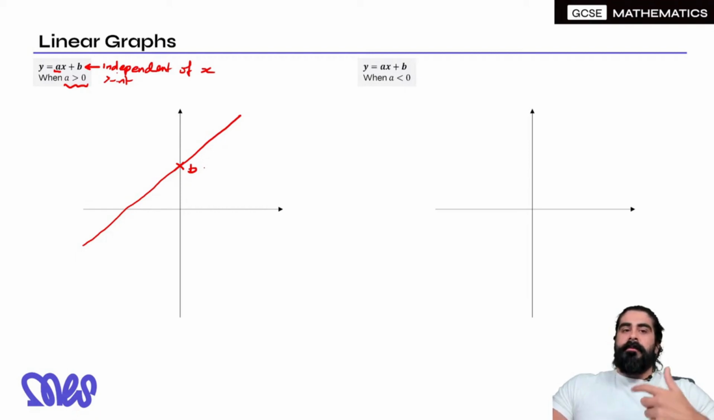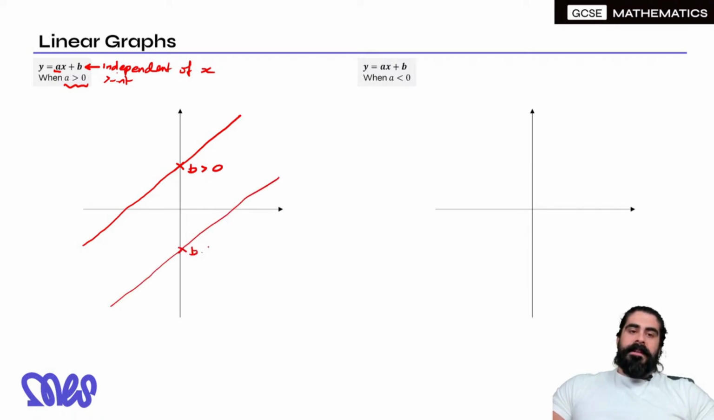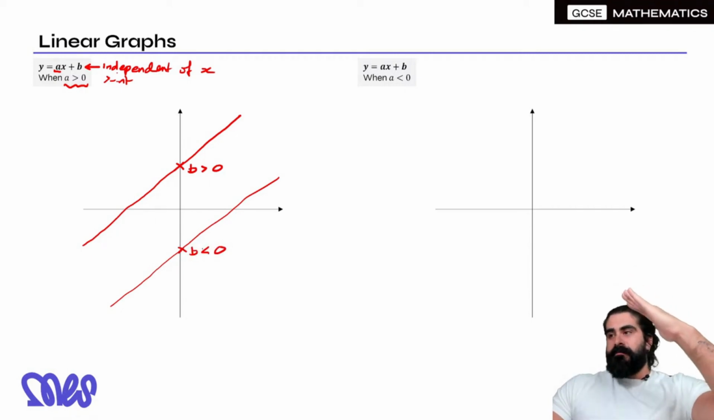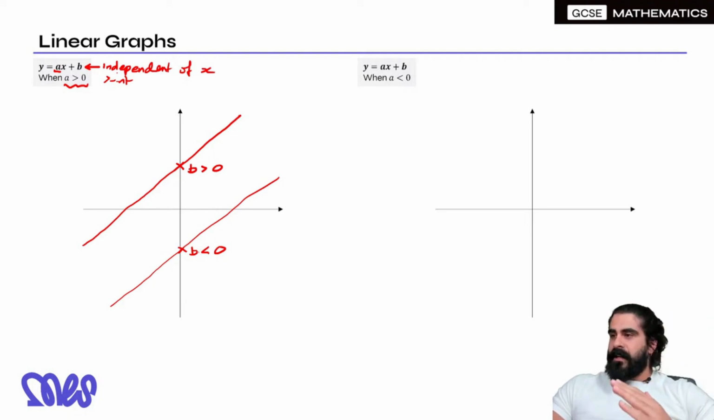In this situation, I'm obviously implying b is positive, but it could have looked like this, and this would have been if b is negative. So if b is positive, it would have crossed the positive y-axis. Then if b was negative, it would have crossed the y-axis in the negative plane.